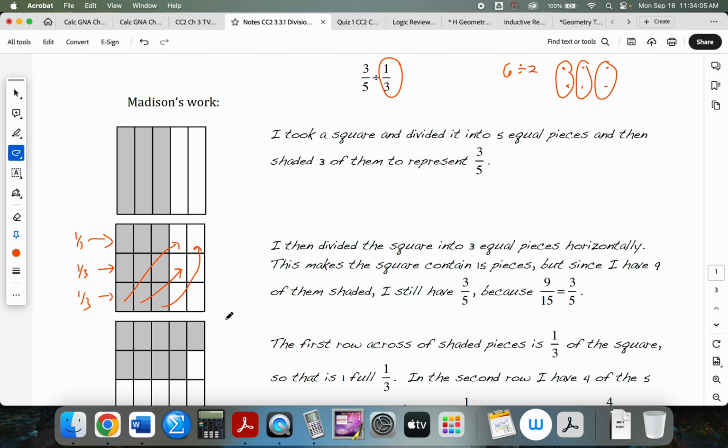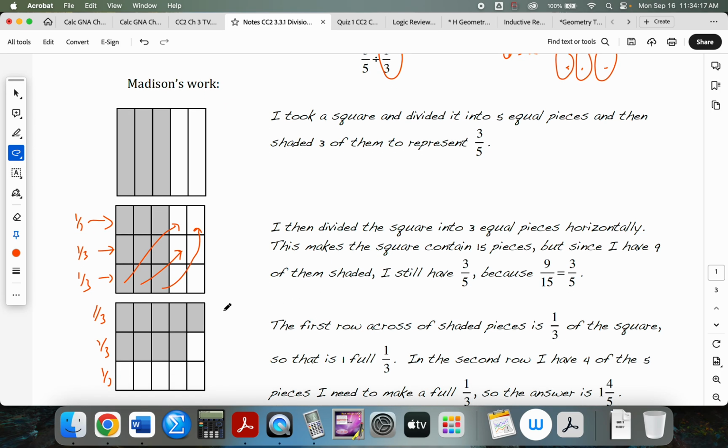So how many complete 1/3 does she have? Remember, each of these is 1/3. How many complete 1/3 does she have shaded in? She's got 1 complete 1/3. And how much of this next one? Well, there are 5 parts, and she's got 4 of them. She has 1 and 4/5 of 1/3. Okay? That's why this works this way.